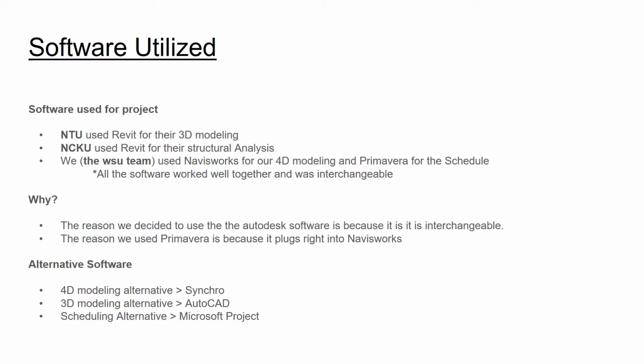So the reason we decided to use the Autodesk software is because it is interchangeable with one another. And then we also used Primavera because we could plug the schedule right into Navisworks. Some alternative software that we could have used for 4D modeling was Synchro. 3D modeling, we could have used AutoCAD, and another scheduling alternative to Primavera could have been Microsoft Project.